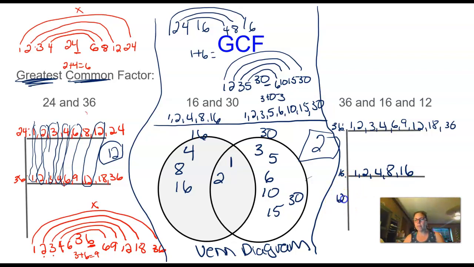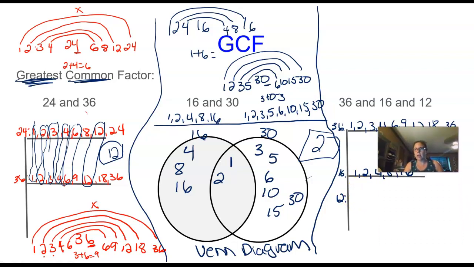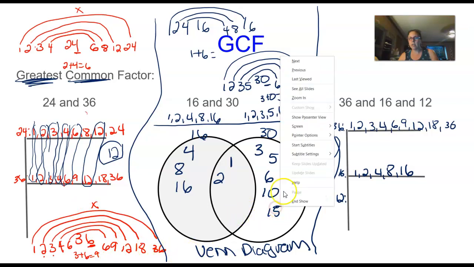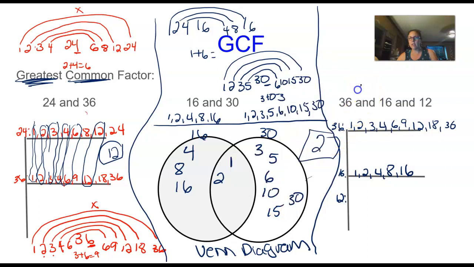So 12, I'm just going to do this one really quick, and I'm going to move my picture because I don't want this video to go too long. Okay, so where is my cursor? I don't see it. There it is. Like my song. So 1, 2, 3, 4, 6, and 12.